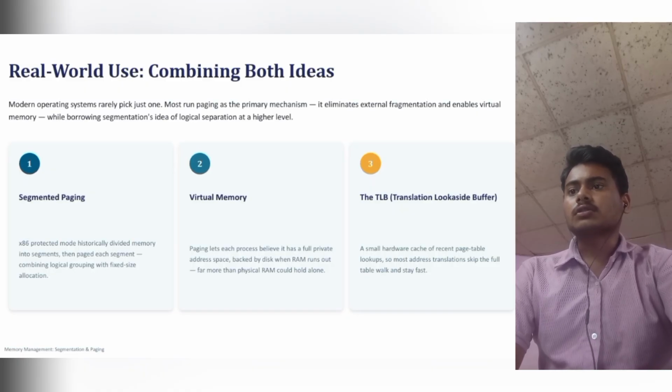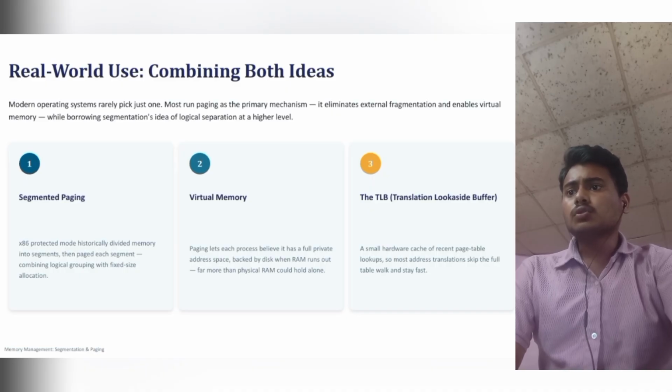Real world use, combining both ideas. Most operating systems don't pick just one method. They usually use paging as the main system, but they still borrow ideas from segmentation. For example, older x86 systems divided memory into segments and then paged each segment. This combined the best of both ideas.